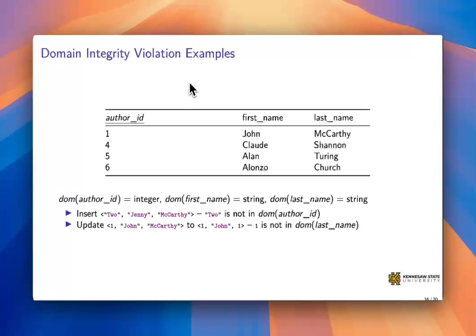So domain integrity violations occur when you do things like insert the tuple 2 Jenny McCarthy, where 2 is spelled TWO and it's a string. That string is not in the domain of author ID, so that's not legal, right? Because the domain of author ID is integer. And if you try a similar thing, updating 1 John McCarthy to 1 John 1, 1 is not in the domain for last name because last name is supposed to be a string.